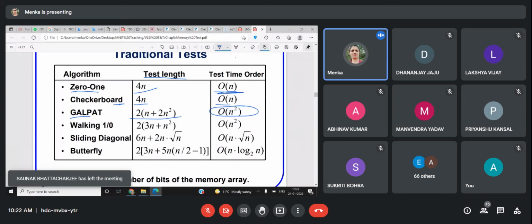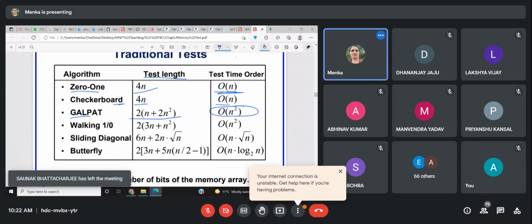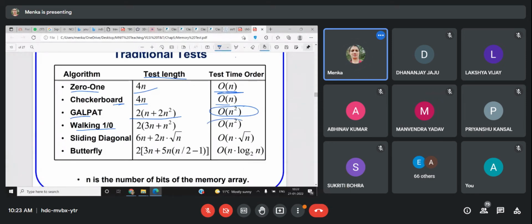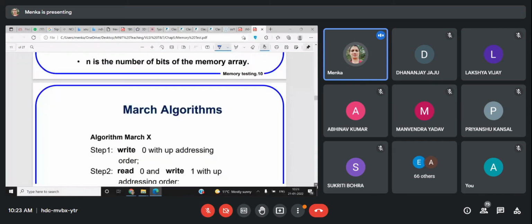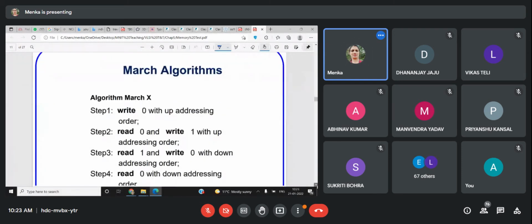So here the complexity is quadratic. Is root n, so lesser than butterfly. Here you can see low, so it is greater than this, in terms of the memory complexities of the traditional test.